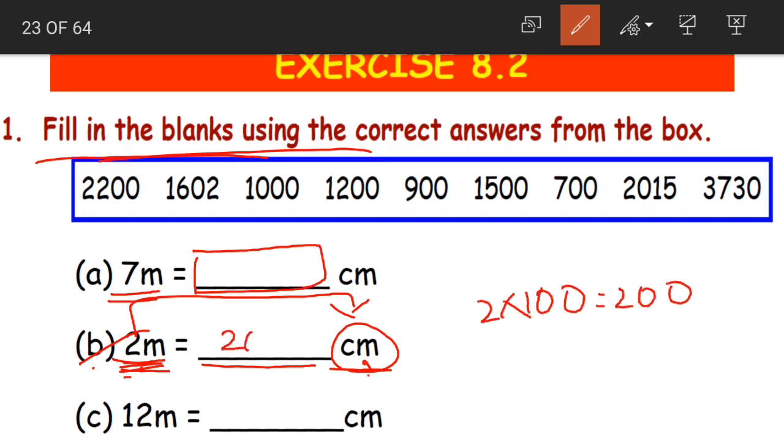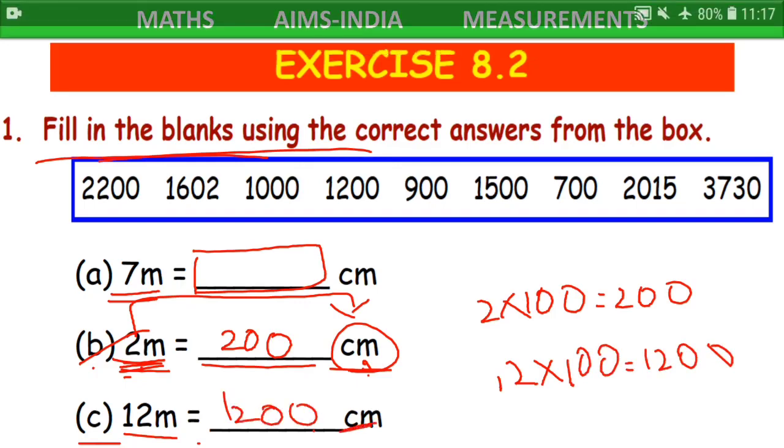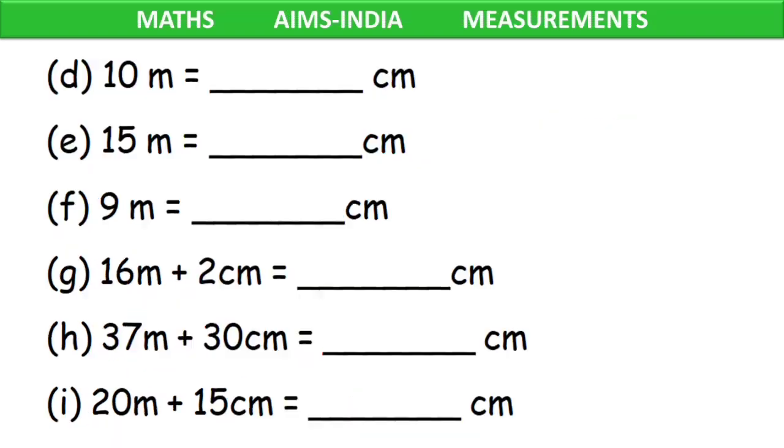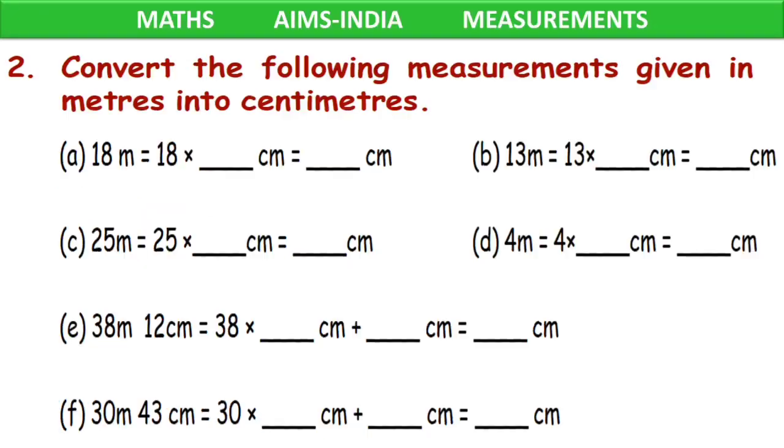200 centimeters. Now coming to question C, 12 meters is equal to dash centimeters. 12 into 100 is equal to 1200 centimeters. Is this clear, children? Conversion of meters into centimeters. And here are a few more examples. I hope you can try and solve the given exercise problems.